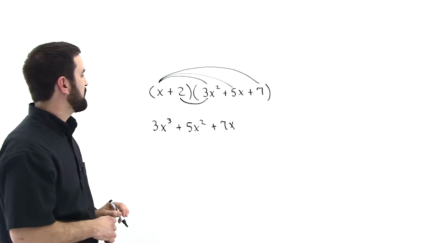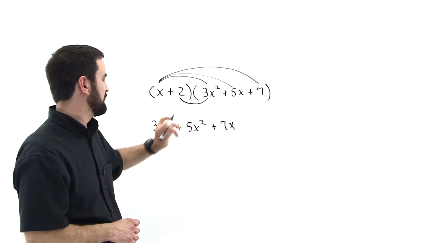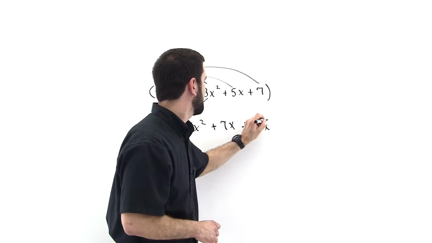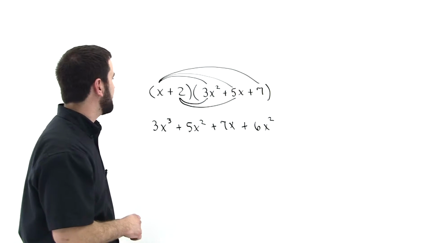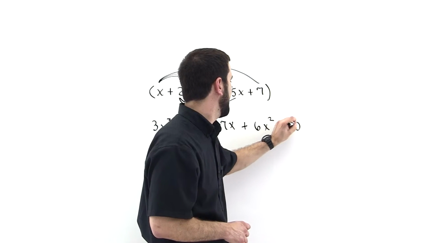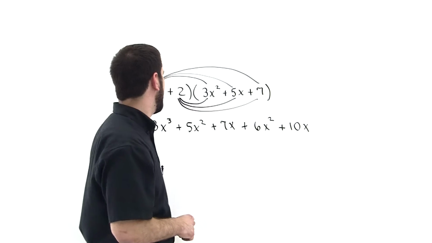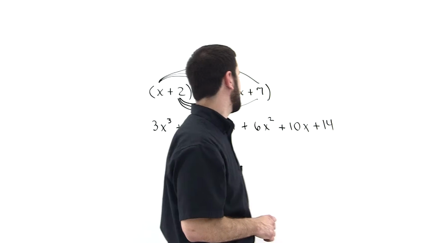So 2 times 3x squared is multiplied times the coefficient. So 2 times 3 is 6. So we have plus 6x squared. Then distribute this 2 times this 5x. 2 times 5x is 10x, so plus 10x. And then 2 times 7, and add that term. So 2 times 7 is 14, like so.